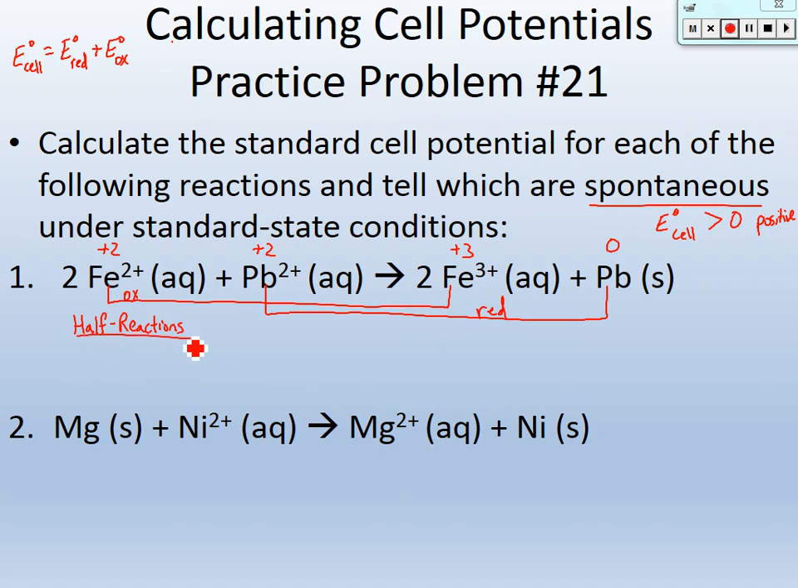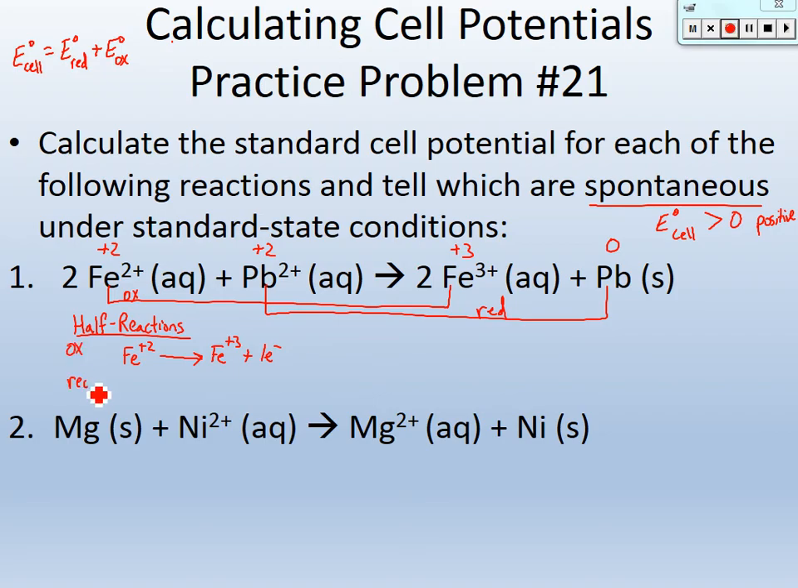I always like to write the oxidation half first. So we've got Fe plus 2, and that goes to Fe plus 3. And to balance the charges here, I'm going to have to add 1 electron. Okay, that was my oxidation half.